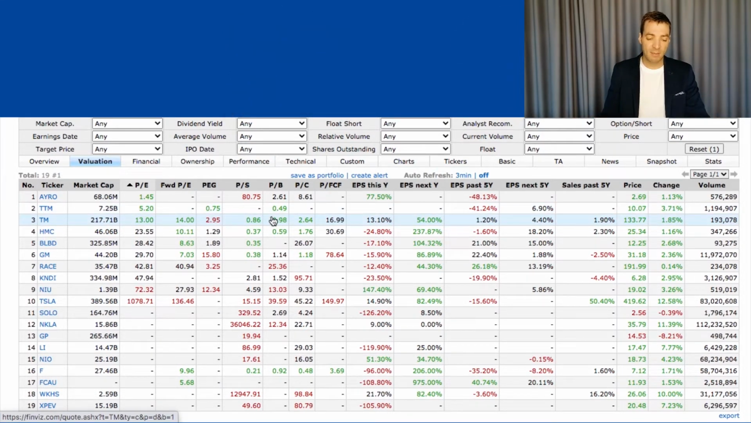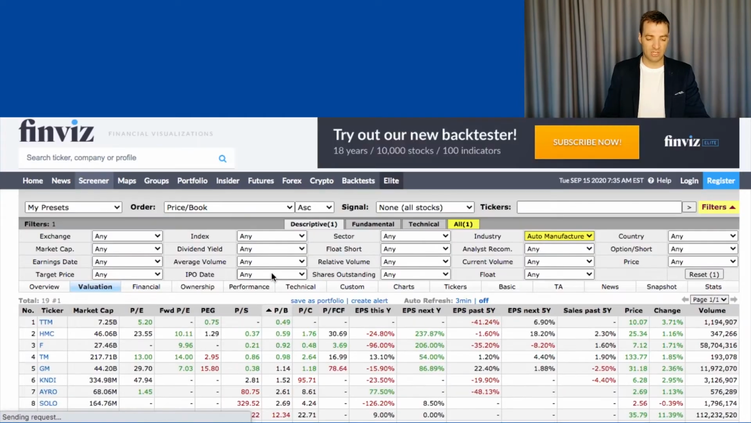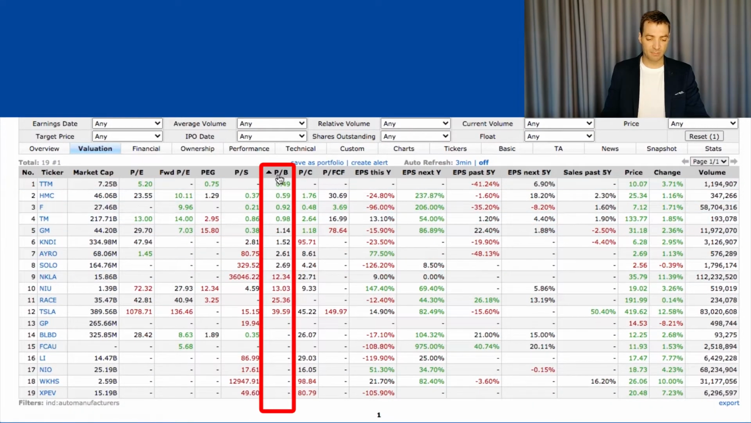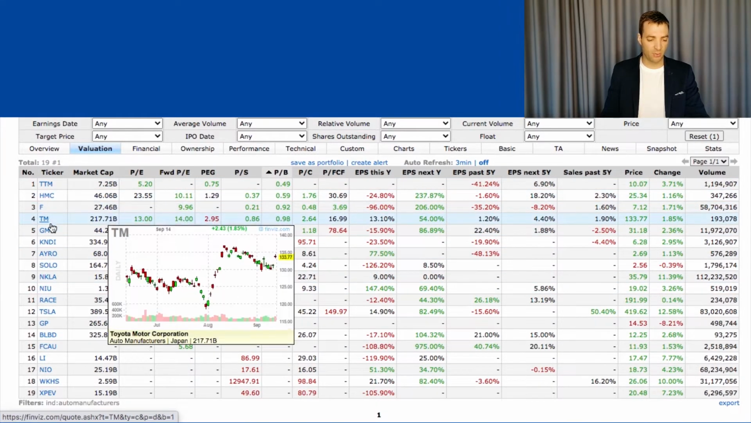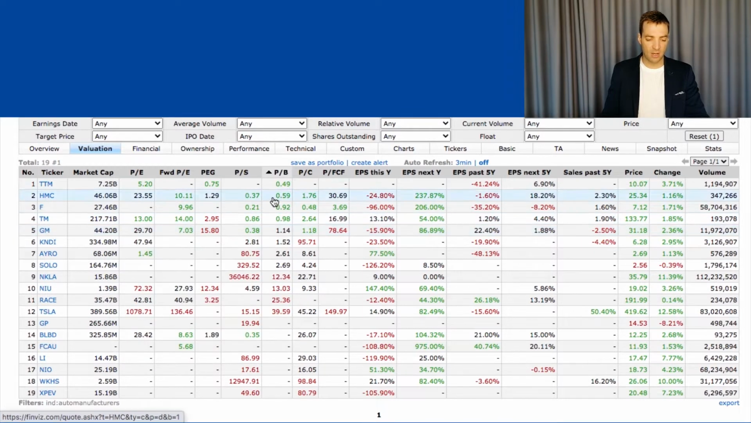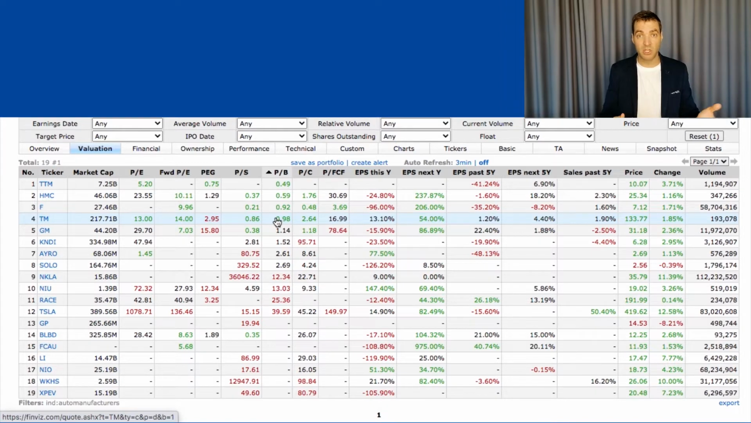So now I might want to look at, I don't know, price to book ratio. I've just clicked on the price to book ratio column here, and it sorted the companies by that metric. So I can see Honda, Ford, Toyota, GM, all with pretty strong price to book ratios from a valuation point of view.